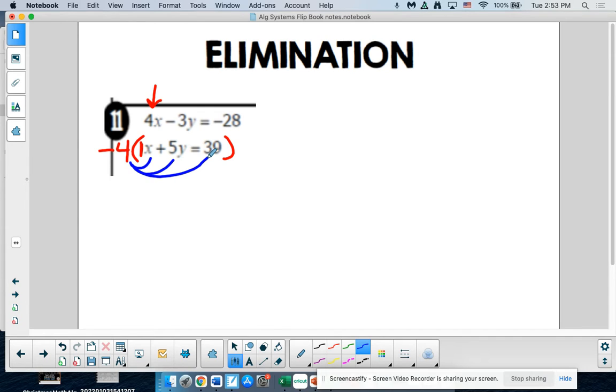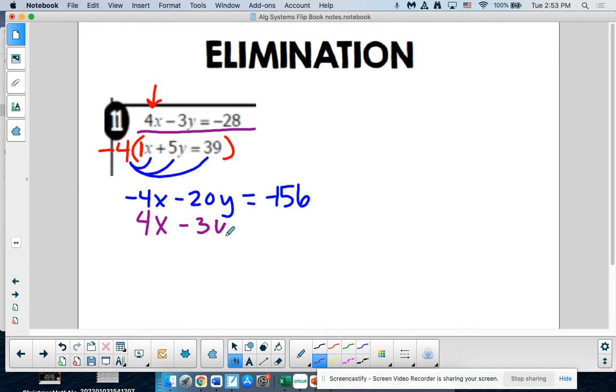All right, so negative 4 times 1 is negative 4x, negative 4 times 5y is negative 20y, and negative 4 times 39 is a number I don't know off the top of my head, so I'm going to use this. Get negative 156. Okay. So now I'm going to rewrite this original top equation beneath it because I'm weird and that's how my brain works. And here we go. And now we have a problem like yesterday where we can just simply add these two equations together. Negative 4 plus 4 cancels out, right?